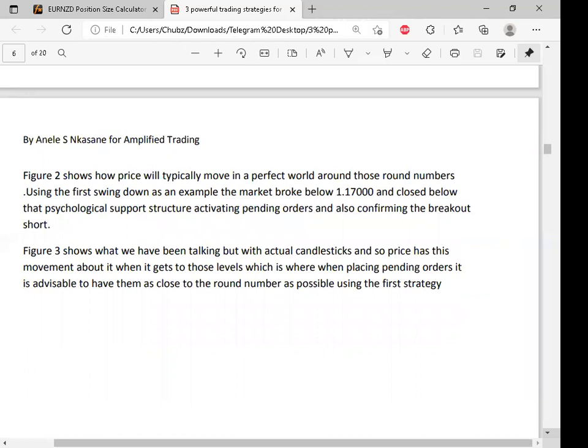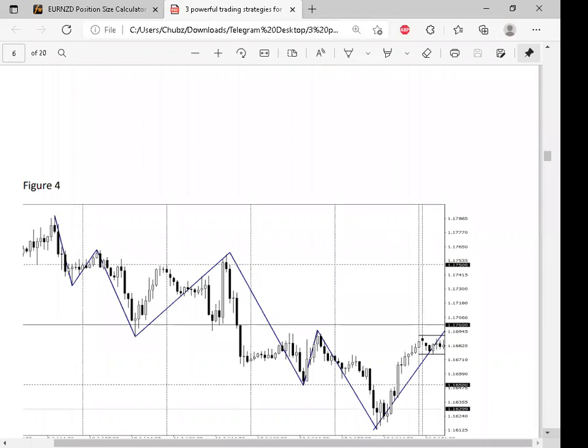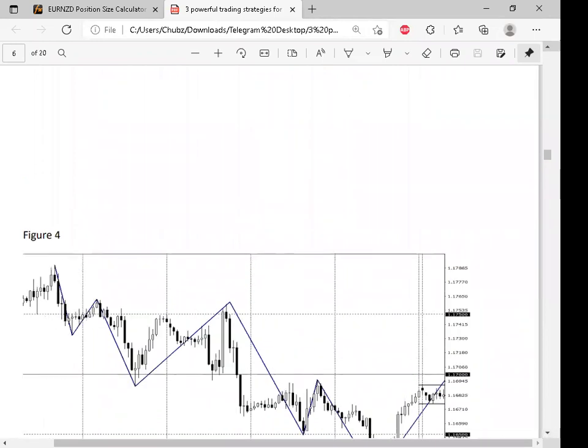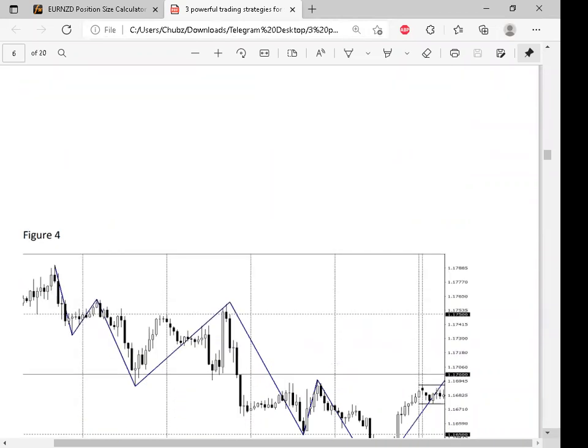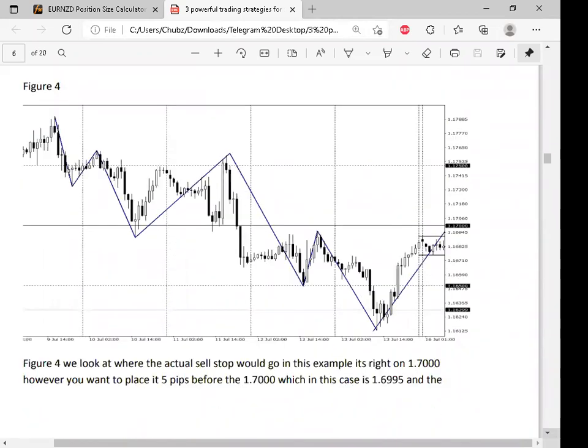So yeah, figure two basically shows how price will typically move in a perfect world, as I was saying, around those round numbers. Using the first swing as an example, the market broke below 117.00. So I already explained all of that. And here we head on to the next figure. Okay. All right. So I think this was supposed to be figure 3. I'm only just noticing this now.